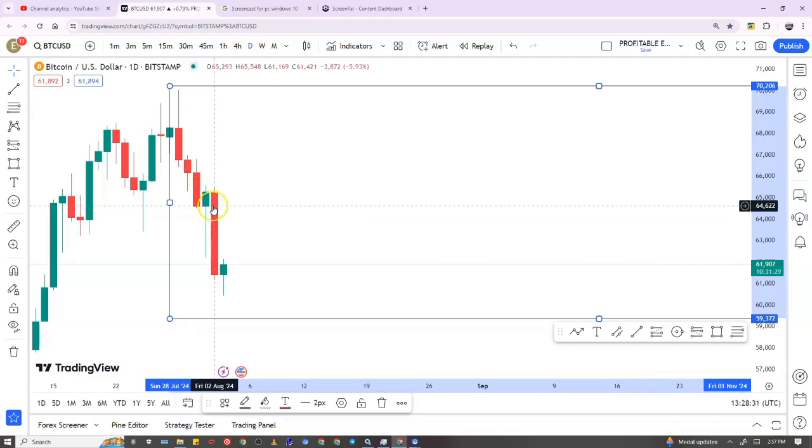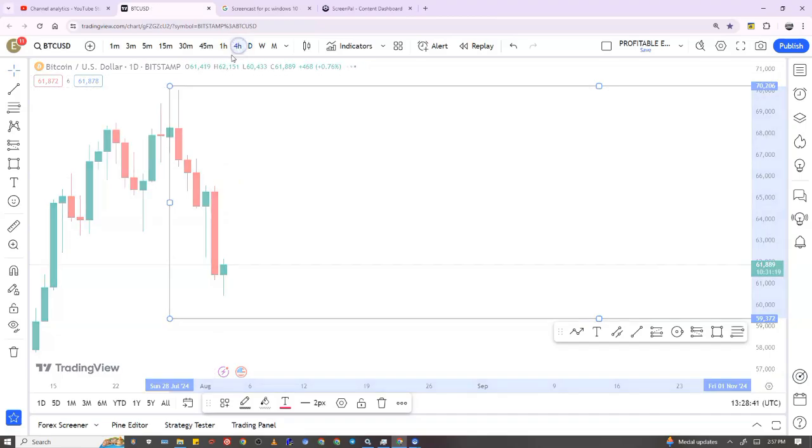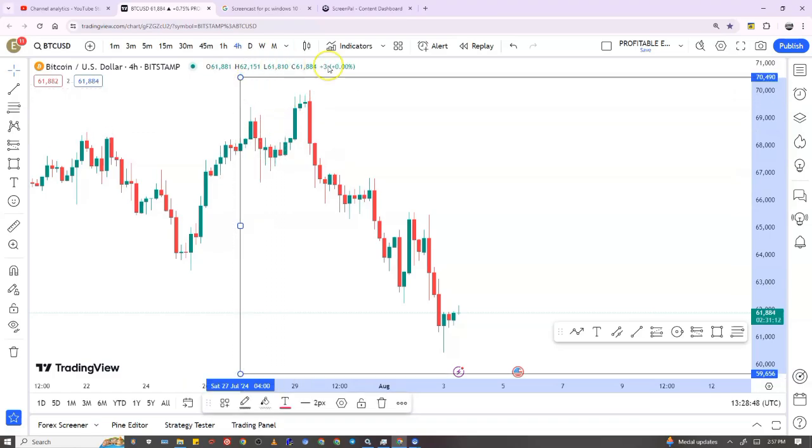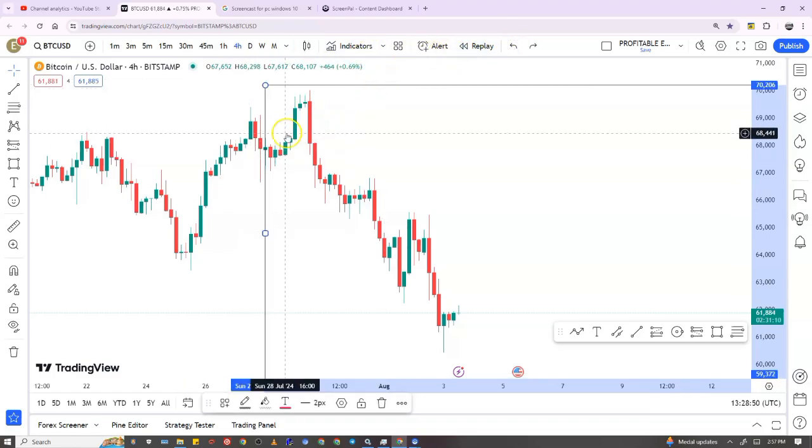So if you have entered for a sell around this zone, you would have been on a good sell up to now. You can see each candle represents a day because we're on a daily time frame. Now this is Monday, this is Tuesday, this is Wednesday, this is Thursday, this is Friday, and this is Saturday, being Saturday 3rd of August 2024.